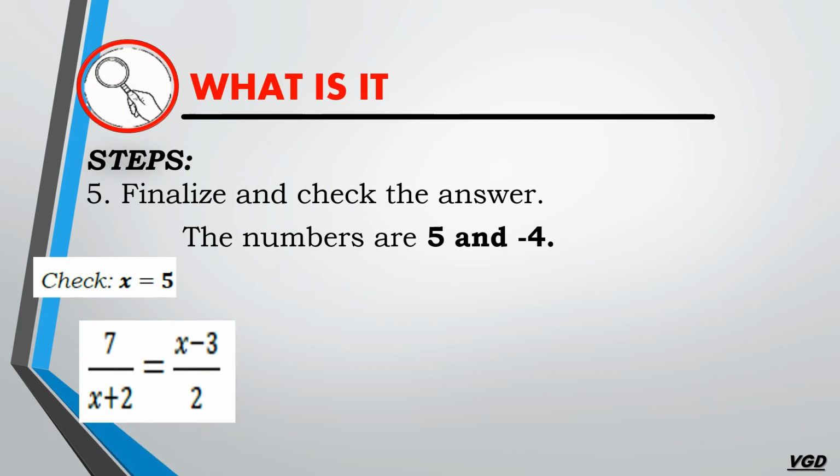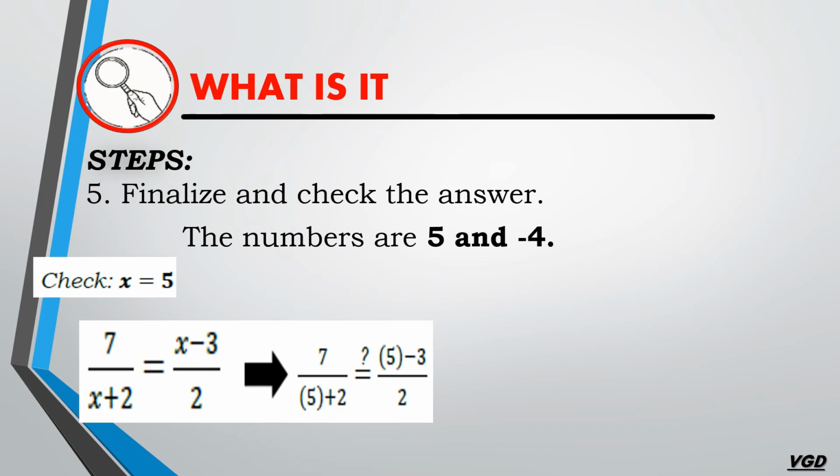How? We just have to substitute the value of x into the original equation, which is 7 over x plus 2 is equal to x minus 3 over 2. So let's substitute the value of x, which is 5. It will now become 7 over 5 plus 2 is equal to 5 minus 3 over 2.